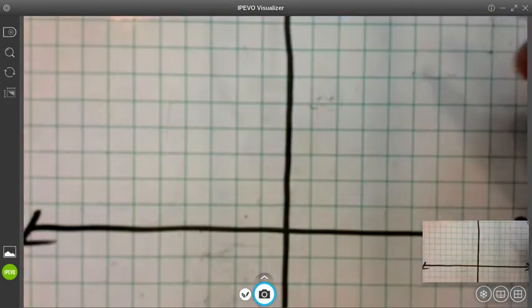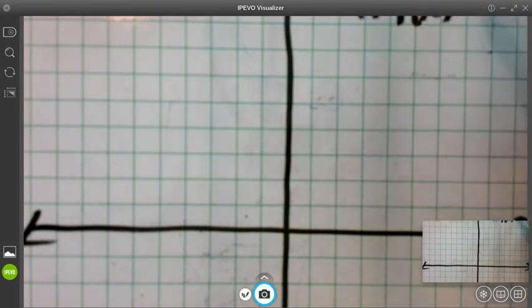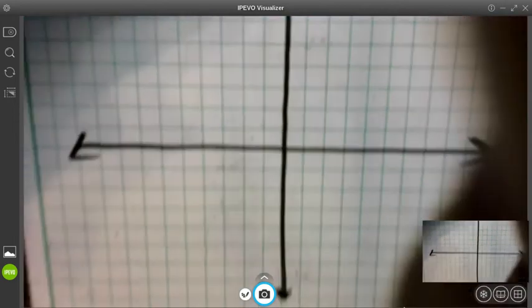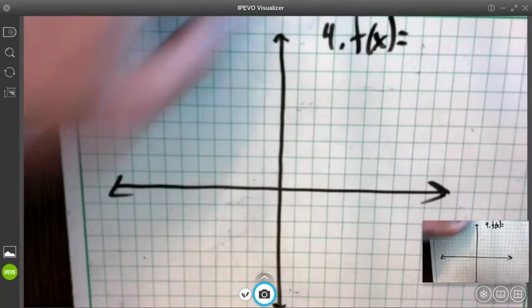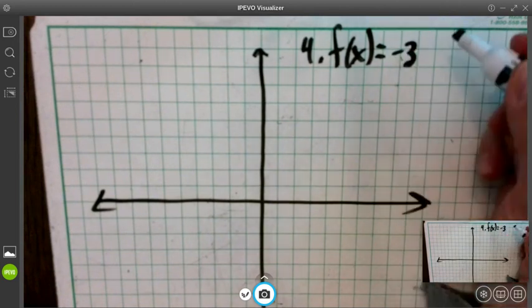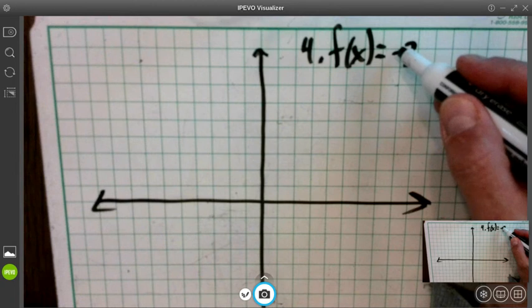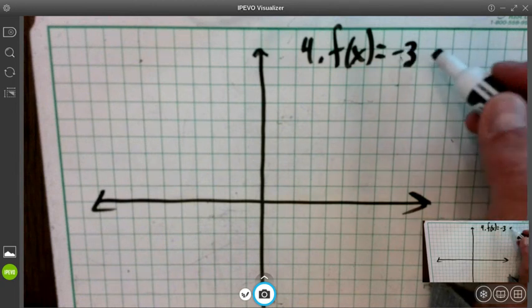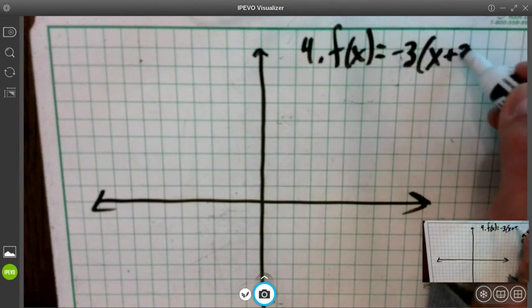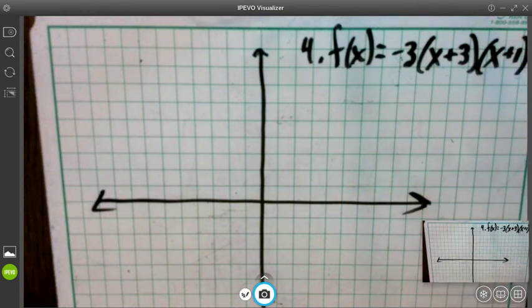And for number 4, the actual problem here was f of x equals negative 3 times the quantity x plus 3 times the quantity x plus 1 squared. So that negative sign is our reflection. The negative sign is the reflection over the x-axis. The 3 is the vertical stretch factor, as we've talked about numerous times. I have the quantity x plus 3. And then here's the key piece. I have the quantity x plus 1 squared.